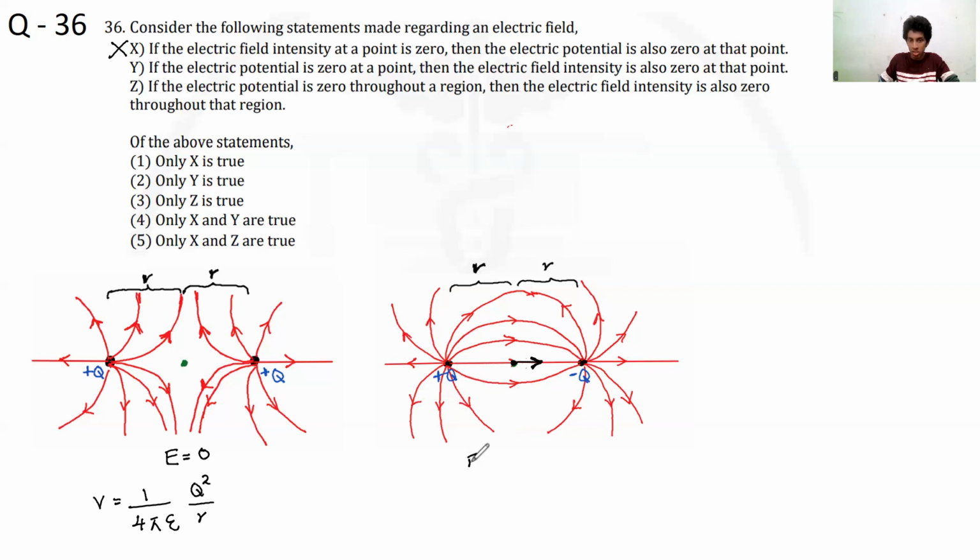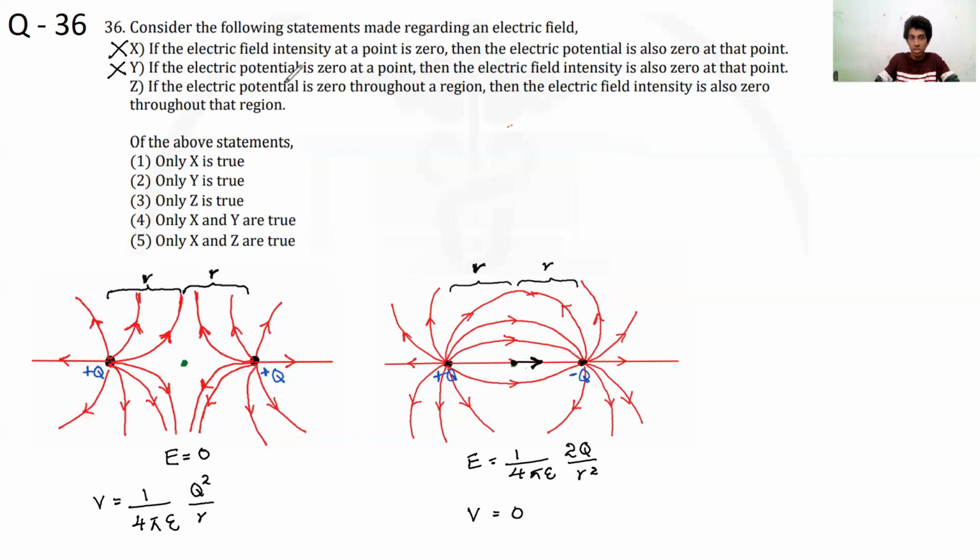Therefore, the electric field intensity E at that point can be written as 1 over 4 pi epsilon times 2Q over R squared. So what about the electric potential at this point? The electric potential at this point is equal to zero because a plus Q charge and a minus Q charge are placed at an equal distance either side of this point. So that means the electric potential at a certain point is zero and electric field intensity can exist at that point. Therefore, Y is also wrong.